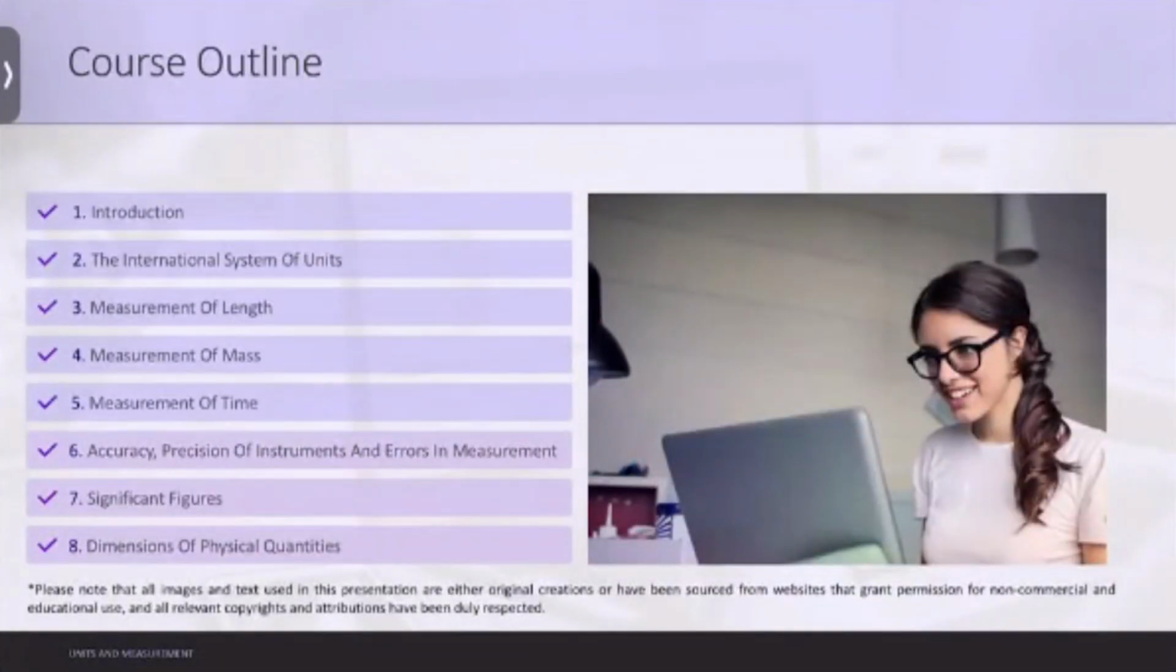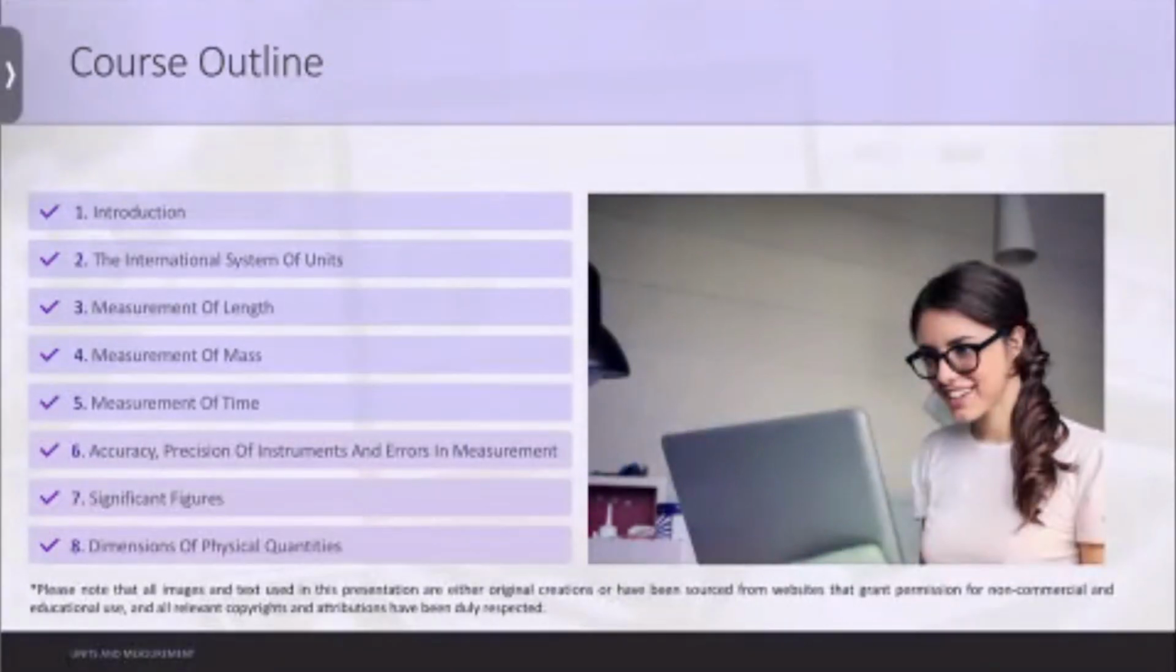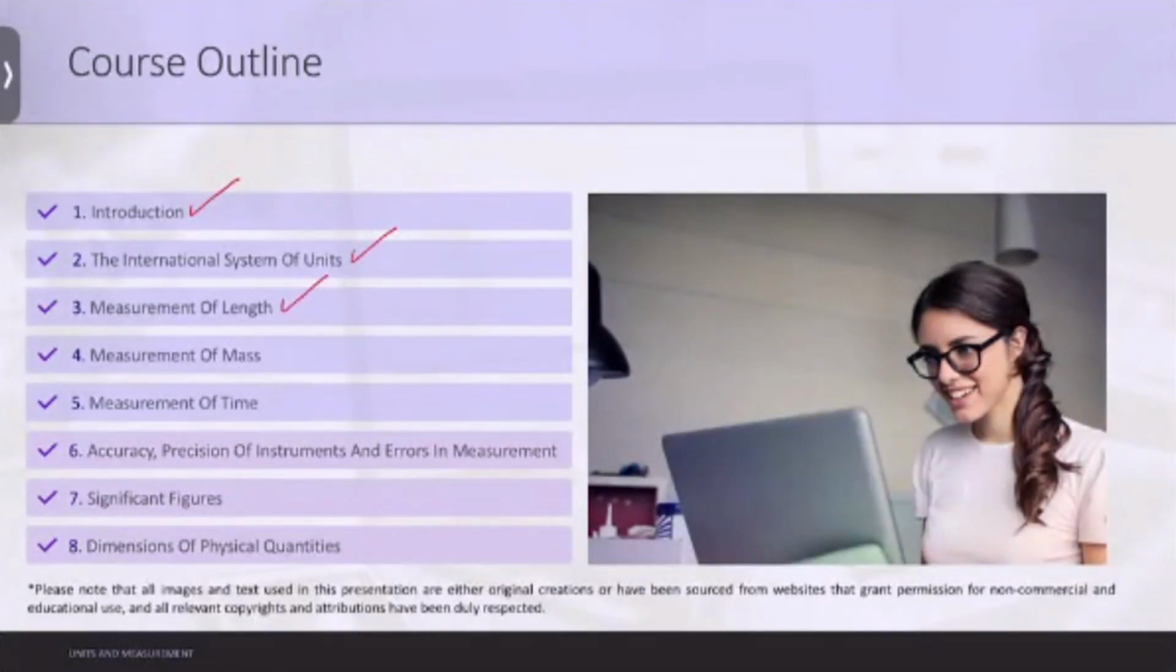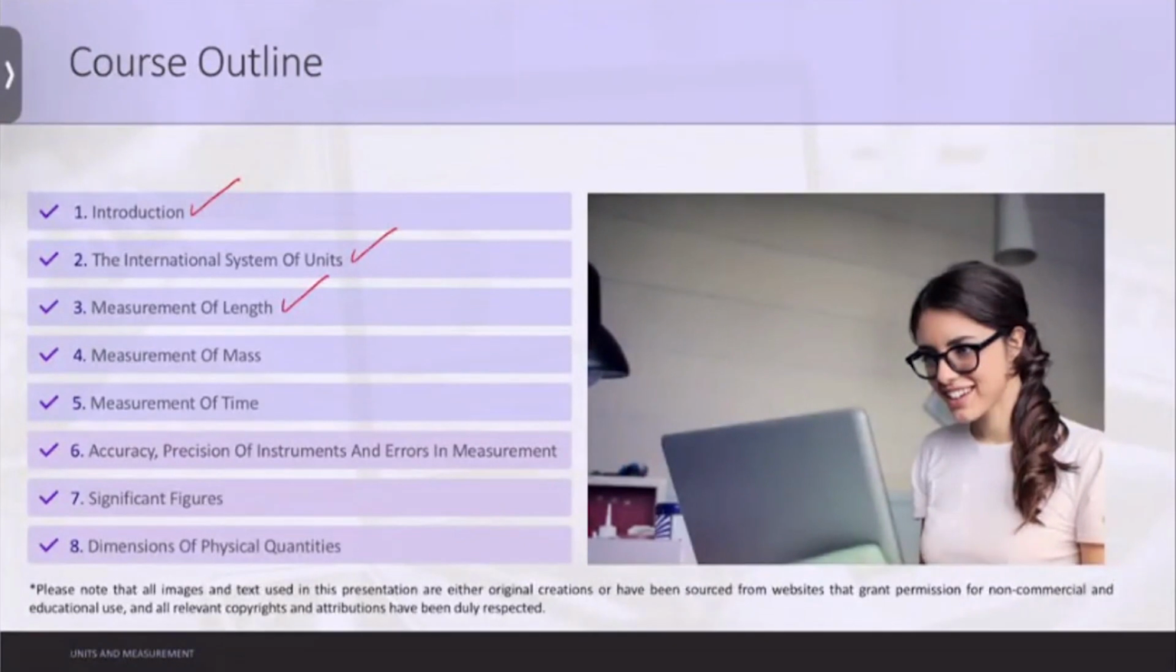Okay, so first of all, a course outline for you. We started with the introduction, then we understood the SI units. Basically, why was there a need to understand the SI, the International System of Units? The next thing was the measurement of length. In the measurement of length, we understood two different concepts. One was the measurement of very large distances, and the second was the measurement of very small distances. In the measurement of very large distances, we understood the concept of the parallax method.